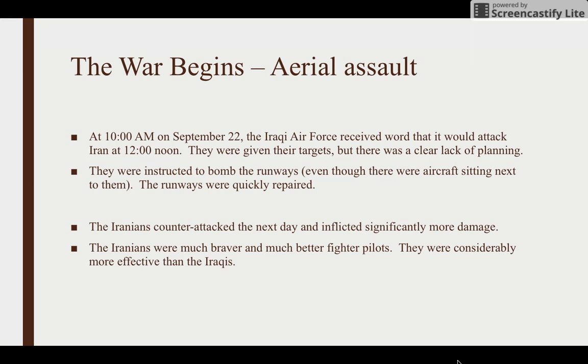They don't have the ability to have night vision. They can't use the radar, so they have to rely on daylight and visual targets that they can actually see. What they were instructed to do was bomb the runways instead of bombing the aircraft, which is something that we talked about at the start. The Iranians are able to rebuild the runways, and this was just really a poor effort. And they counterattack, because the Iraqis weren't able to hit any aircraft.